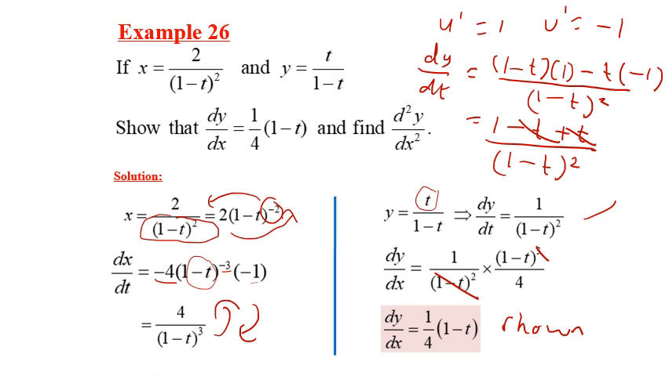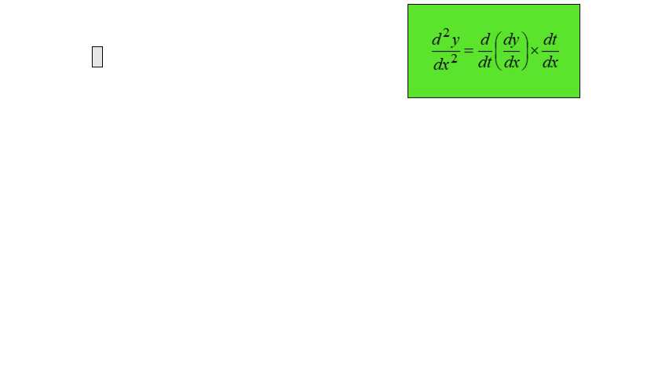And then the next question, they ask to find the second derivative. So from the dy/dx, remember the formula as shown in the green box. We differentiate with respect to t the answer from dy/dx, and then don't forget to multiply with dt/dx. So from dy/dx here, and then we know dt/dx is, after we switch places between numerator and denominator, it becomes like that.